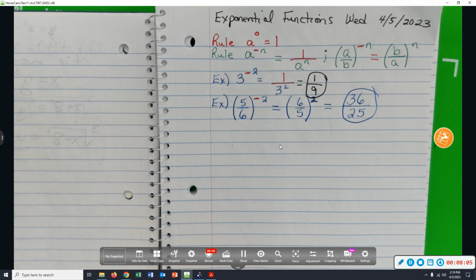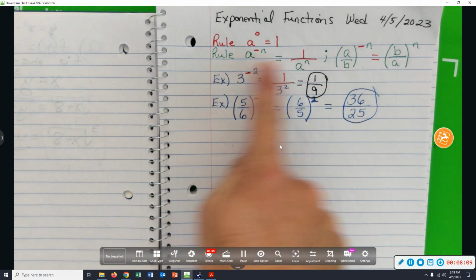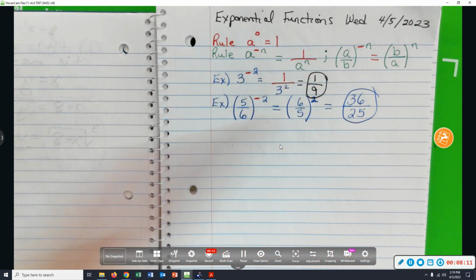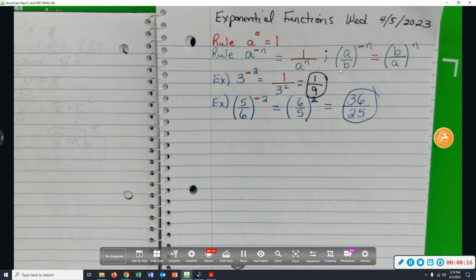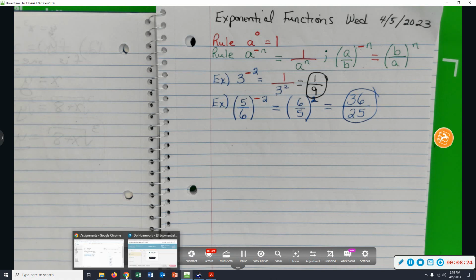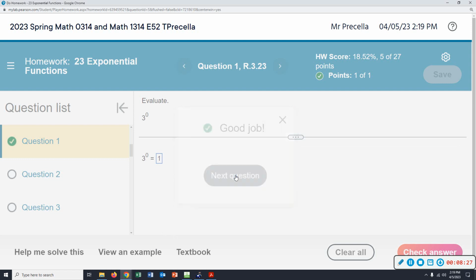Now, problems 2 through 9 are going to use those 2 green rules there. The negative exponents. You'll either have a number to a negative power or a fraction to a negative power. And you might even be using this rule here in reverse. But let's get over here and see it first. Problem 2.